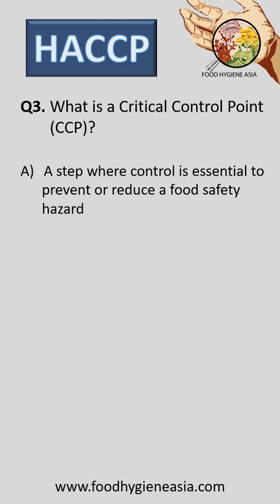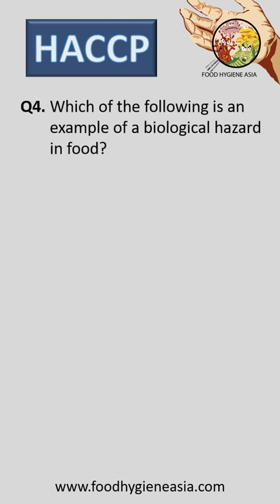The correct answer is A. A step where control is essential to prevent or reduce a food safety hazard. Question 4. Which of the following is an example of a biological hazard in food?